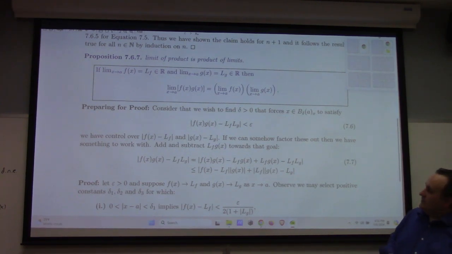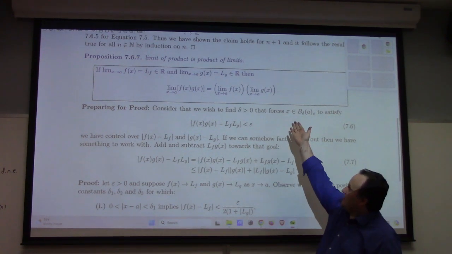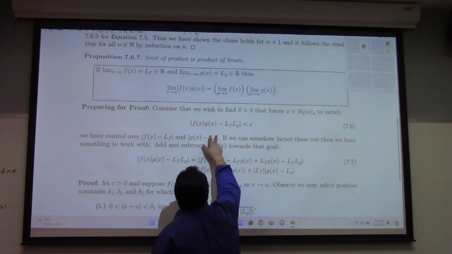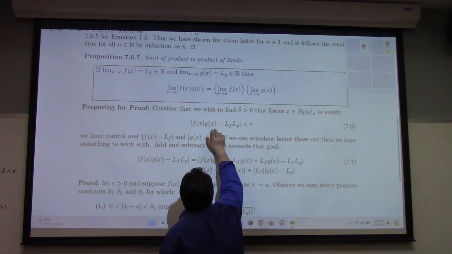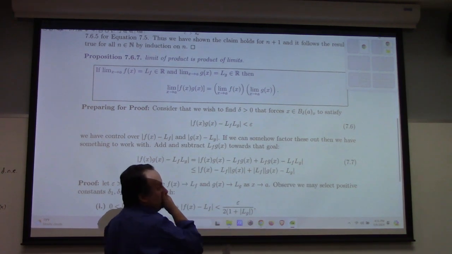Suppose you know the limit of f of x exists and the limit of g of x exists. How do you prove that? How do you select a delta such that the difference between the product of f of x and g of x and the product of the limits is less than epsilon?